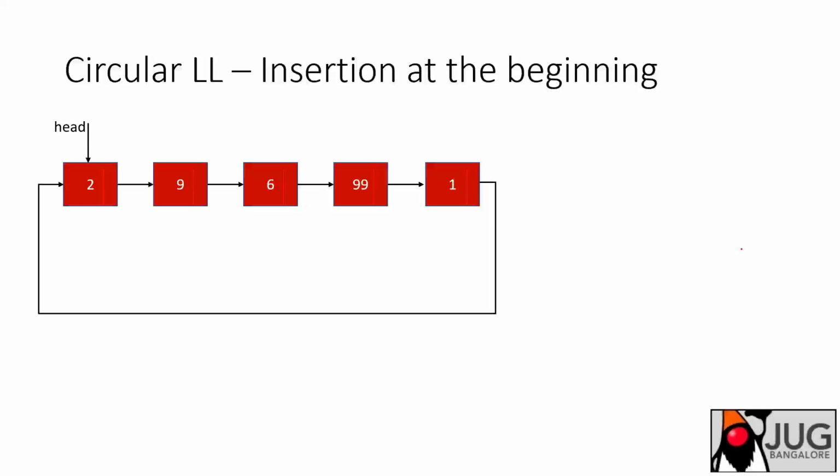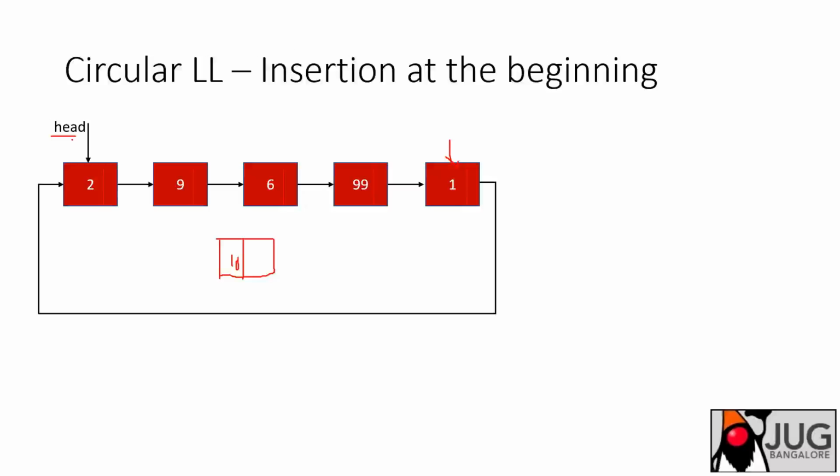So how can you insert at the beginning? What you can do is create a temp node first. Let's say this is a temp node with some value. Then you iterate to the last node, the one whose node.next is the head reference. So you check whether node.next is head, which means it is the last node.